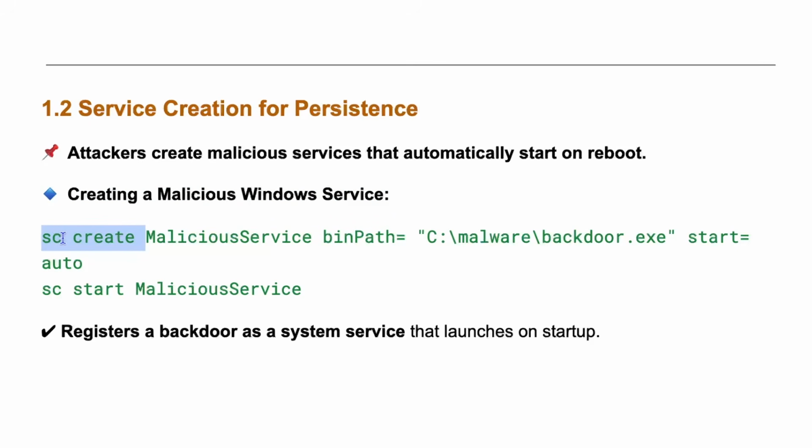So sc create, and then the name of the service, and then the path to that service, which would end up being that executable. And then you would give it the start type of auto, meaning it starts automatically on startup. And then you do sc start malicious service. You can do that right away, where it automatically runs, or you can create it and then do sc start malicious service. And then there's sc stop malicious service if you want to stop something from running.